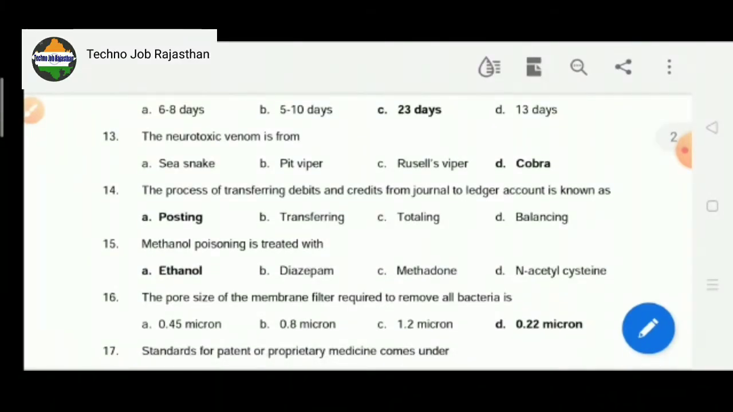Question number 14: the process of transferring debits and credits from journal to ledger account is known as option A posting, option B transferring, option C totaling, option D balancing. So the correct answer is option A, that is posting.